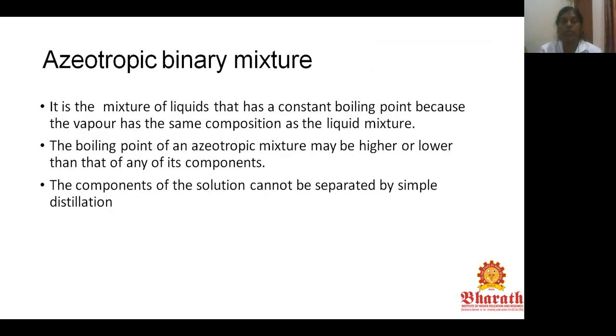Next comes the azeotropic binary mixture. This is a mixture of liquids that has a constant boiling point because the vapor has the same composition as the liquid mixture. The boiling point of the azeotropic mixture may be higher or lower than that of any of its components. So the components of the solution cannot be separated by the simple distillation method.